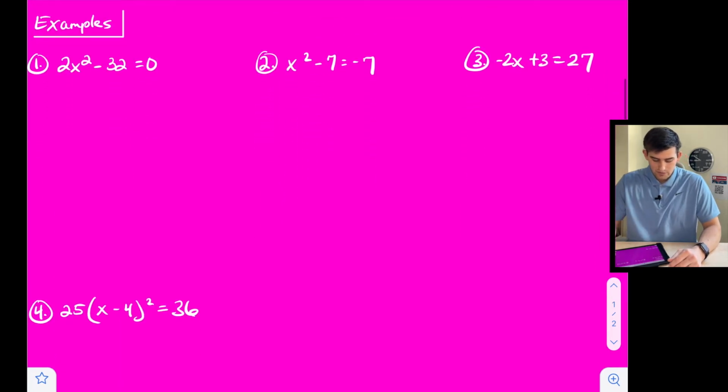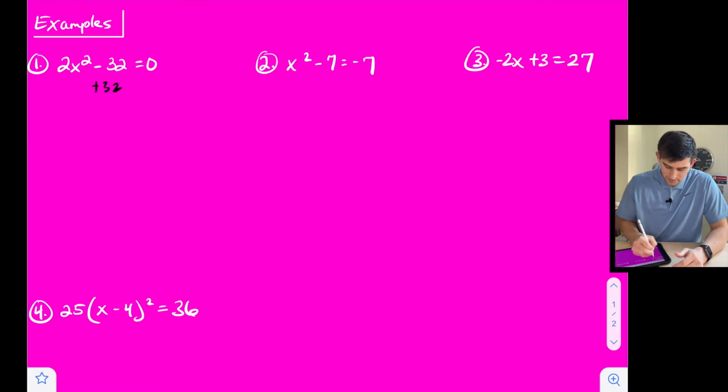Example number 1, we have 2x squared minus 32 equals 0. So the form that we want this to be in, essentially we're trying to isolate the variable. Okay, so let's add 32 to both sides of this equation. That's going to cancel that negative 32, so we get 2x squared equals 32. And now let's divide both sides by 2. So we get x squared equals 16.